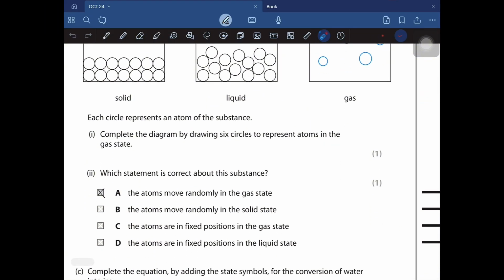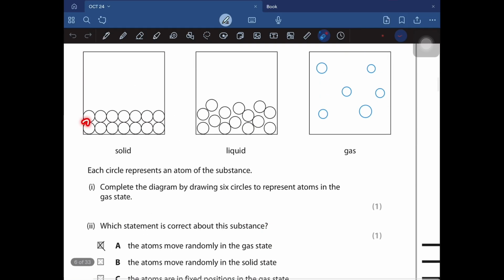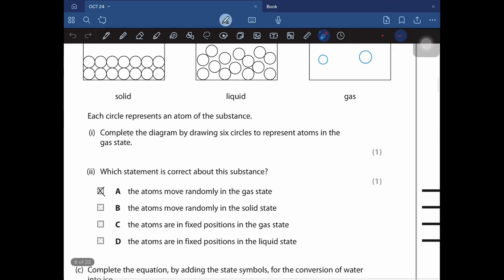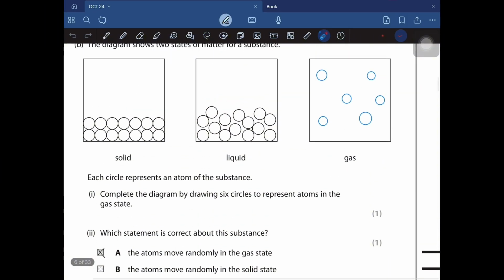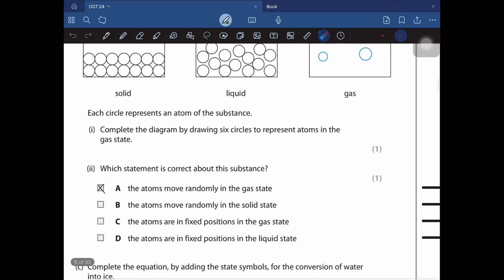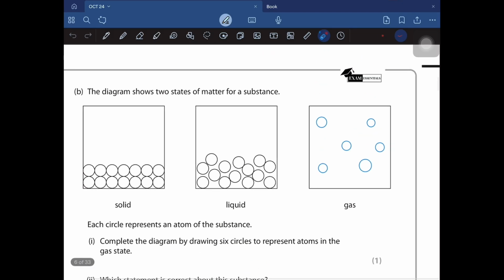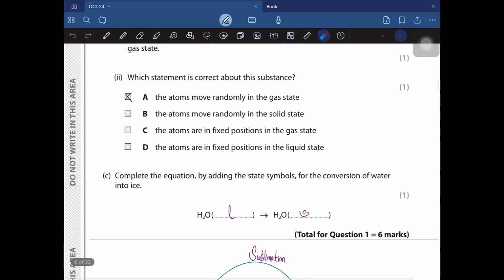Let's check the other answers as well. The atoms move randomly? No, in the solid state they vibrate around fixed positions. They just vibrate. The atoms are fixed in the gas state? No, the atoms are moving over each other, they are moving. And the atoms are in fixed positions in the liquid state? Not really. The atoms are sliding over each other in the liquid state.